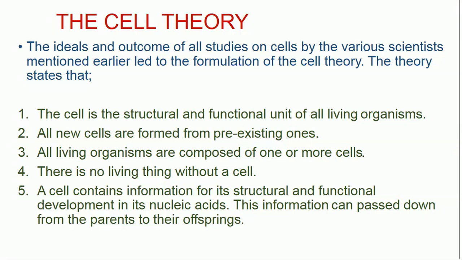3. All living organisms are composed of one or more cells, so we can have unicellular organisms or multicellular organisms. 4. There is no living thing without a cell, so no life apart from the life of a cell. And so the 5th one: a cell contains information for all its structural and functional development in its nucleic acids. This information can pass down from the parents to the offsprings.